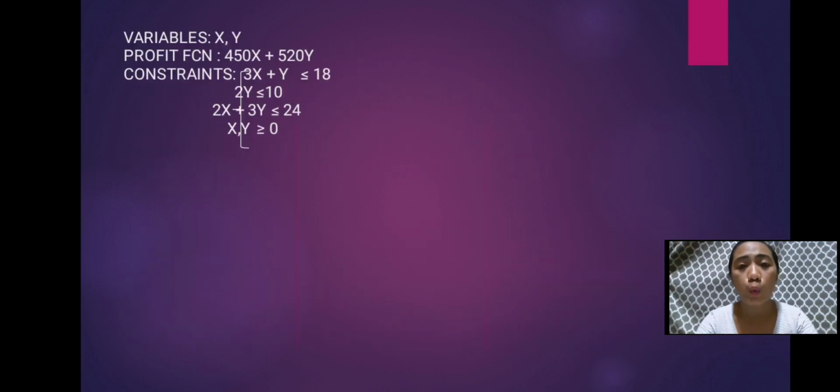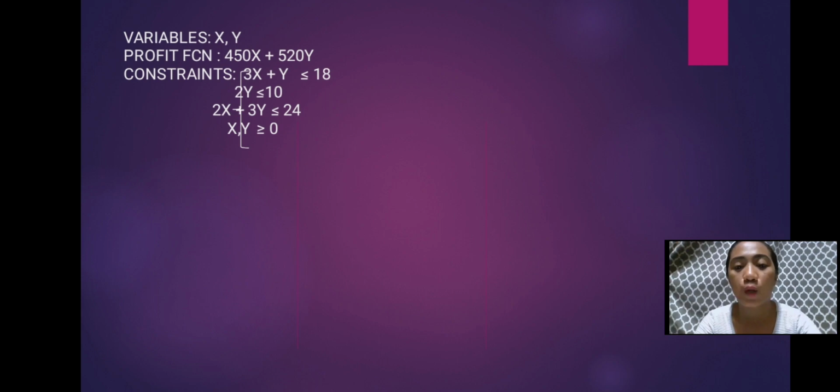We have two variables, X and Y. The profit function is 450X plus 520Y. And the constraints, we have 3X plus Y greater than or equal to 18. We base this on the table that we made.